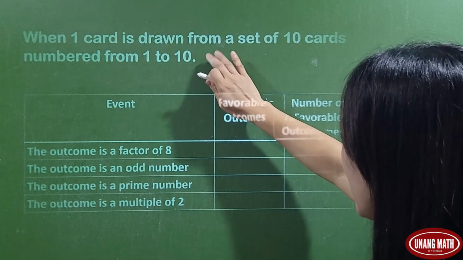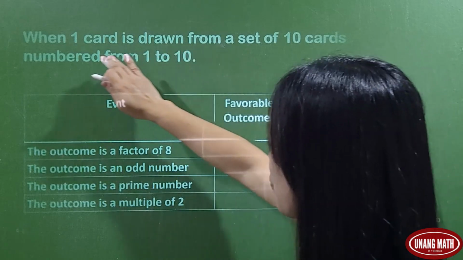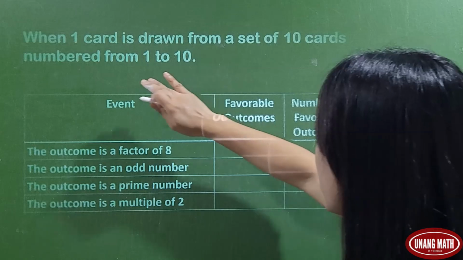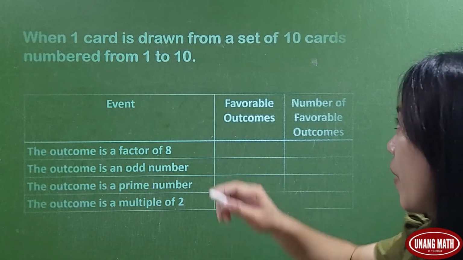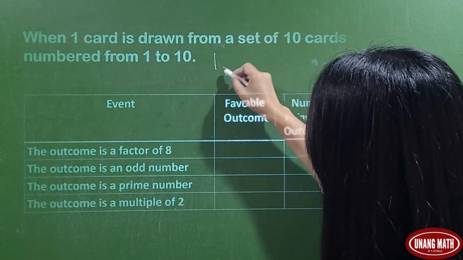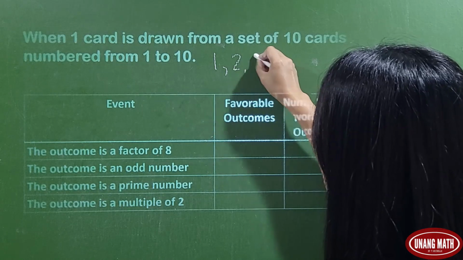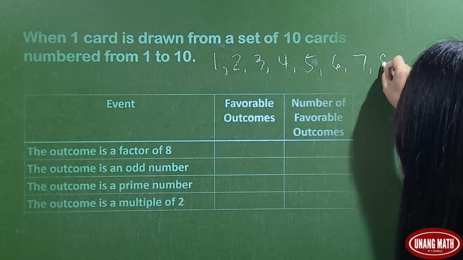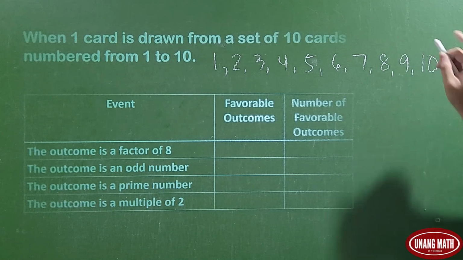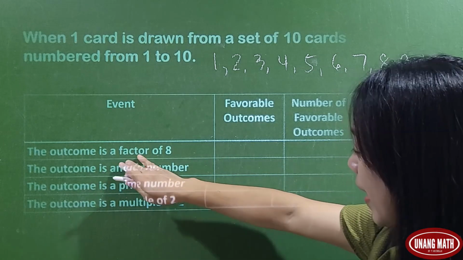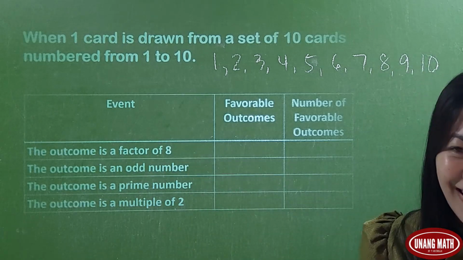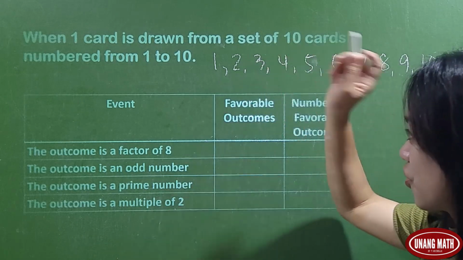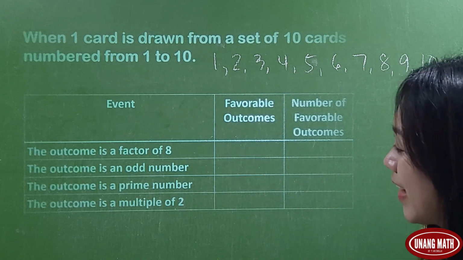So let's go back to the given problem. When one card is drawn from a set of 10 cards numbered from 1 to 10, we have 10 cards numbered 1, 2, 3, 4, 5, 6, 7, 8, 9, 10. The outcome is a factor of 8, so we are going to choose among these numbers which is a factor of 8.